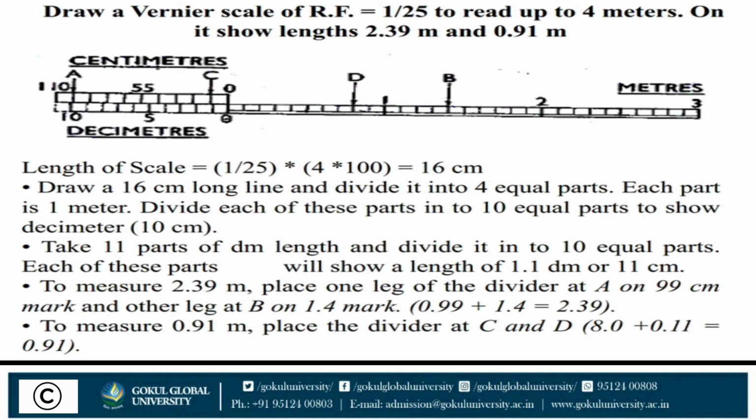To measure 2.39 meters, place one leg of the divider at A1, 0.99 meters, and the other leg at the B1 mark, which means 0.99 plus 1.4 is equal to 2.39. To measure 0.91 meters, place the divider at C and D, meaning 0.8 plus 0.11 is equal to 0.91.